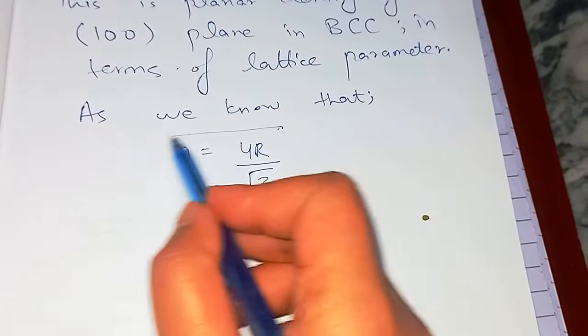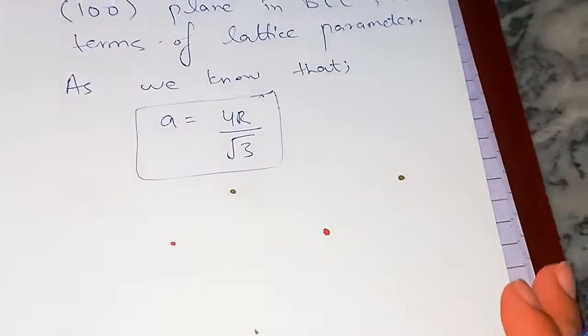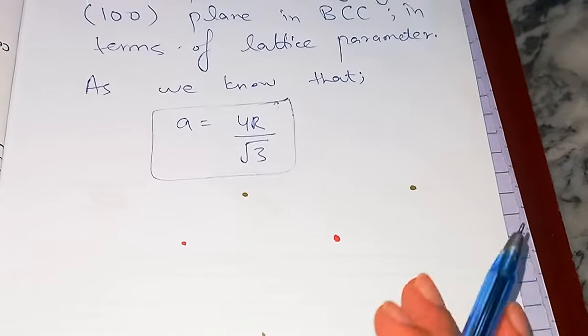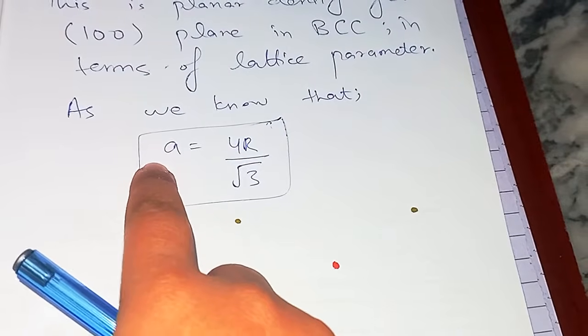For simple cubic and for FCC there is a different relation because the arrangement of atoms is different, and that makes the difference between all of them. So it's true for BCC structures.